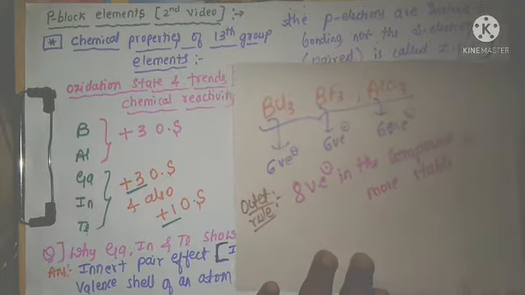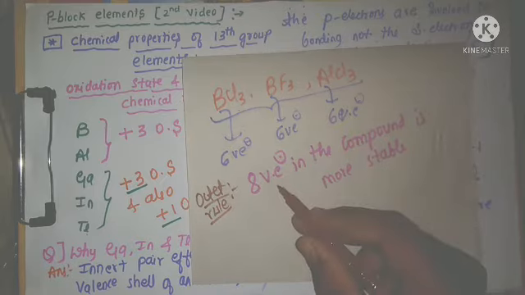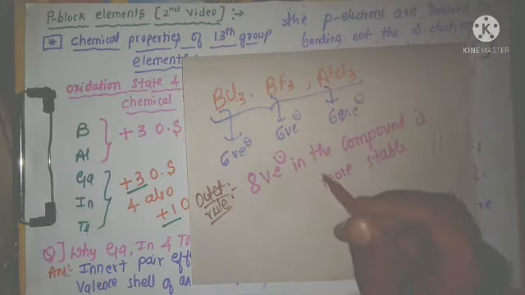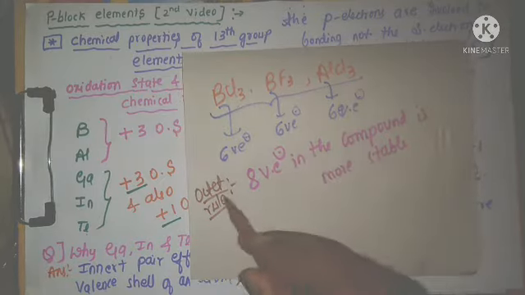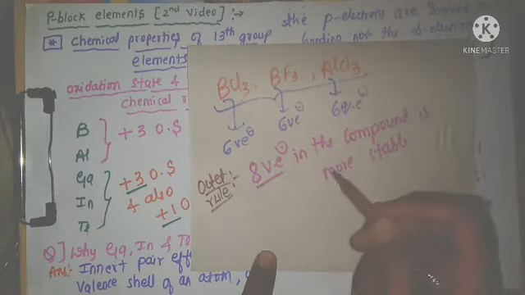Correct? What is the octet rule? It is the capacity of the atom to achieve how many valence electrons? 8 electrons in the valence shell, right, is more stable. That is called the octet rule. Here 8 valence electrons are required for more stability.